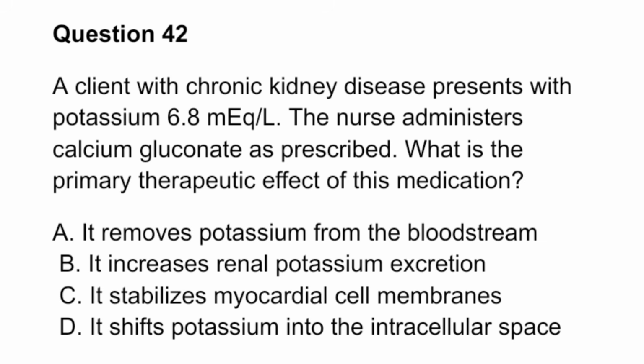The nurse administers calcium gluconate as prescribed. What is the primary therapeutic effect of this medication? A. It removes potassium from the bloodstream. B. It increases renal potassium excretion. C. It stabilizes myocardial cell membranes. D. It shifts potassium into the intracellular space.